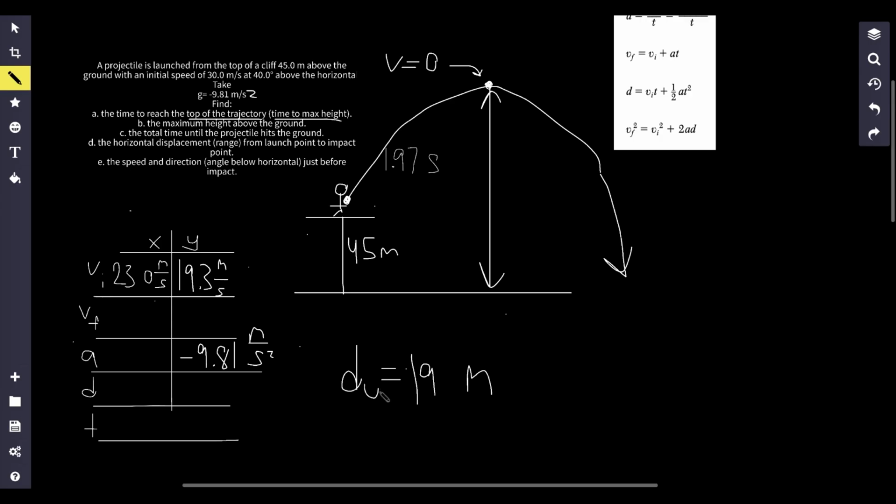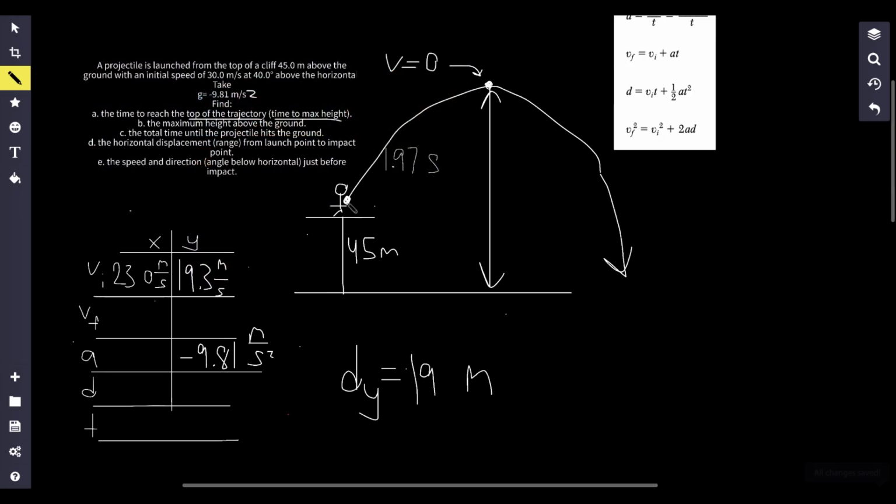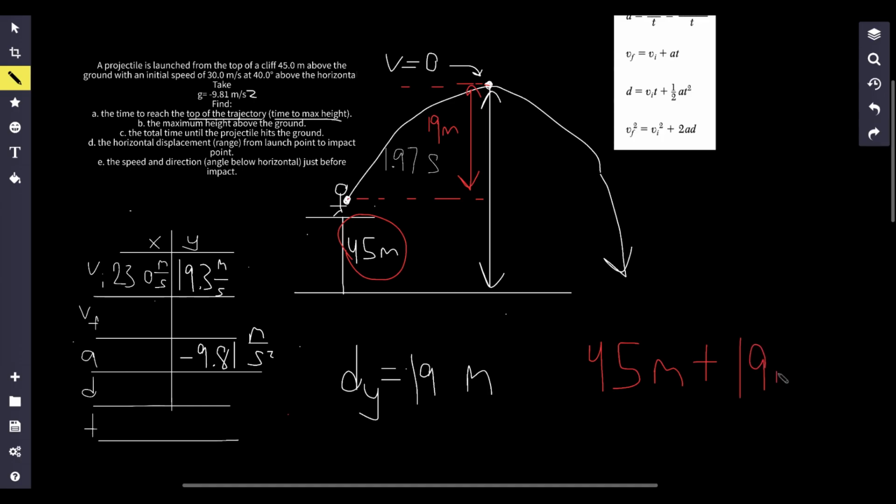Specifically, my displacement in the y direction is 19 meters because we used all the y components. However, there's a little bit of a problem. What this 19 meters is saying is the distance from my original starting point to the highest point right over here, this distance is the 19 meters that I'm talking about. But notice how that's not the total height. To find the total height, I have to add my original height, which was 45 meters, plus that displacement. That gives me my total height.